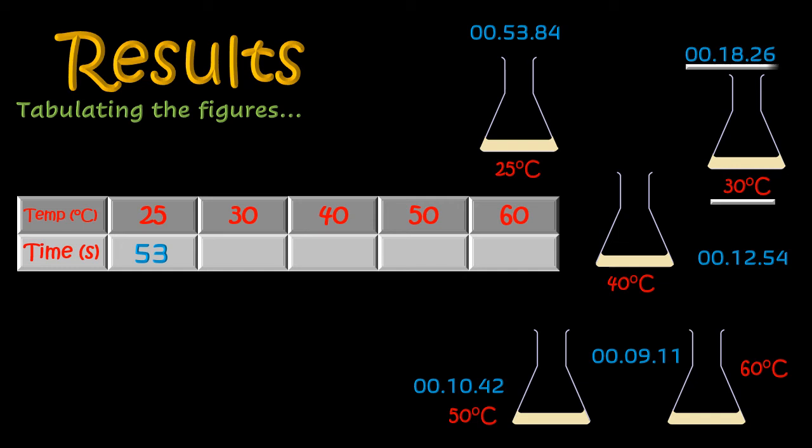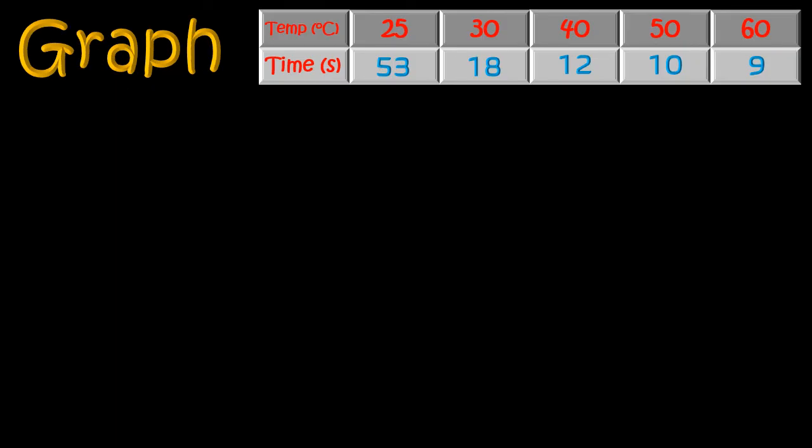At 30, we will say that our reading is 18 seconds. At 40, we will say our reading is 12 seconds. At 50, we will say our reading is 10 seconds. And at 60, we will say our reading is 9 seconds. We are then supposed to use these figures to plot a graph, and this is how we go about it.